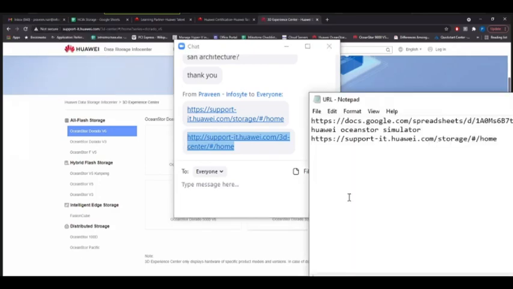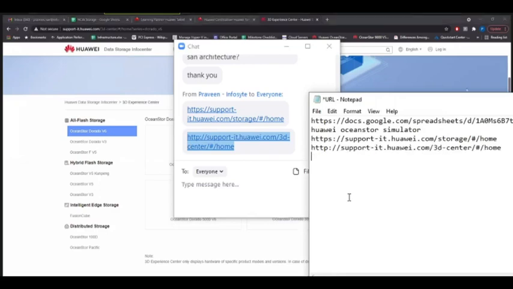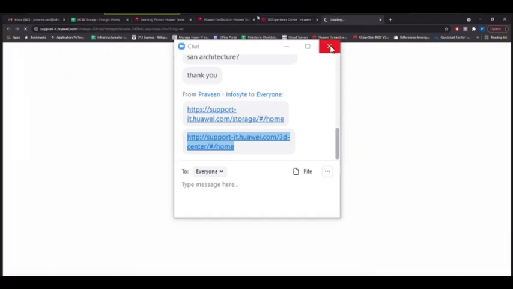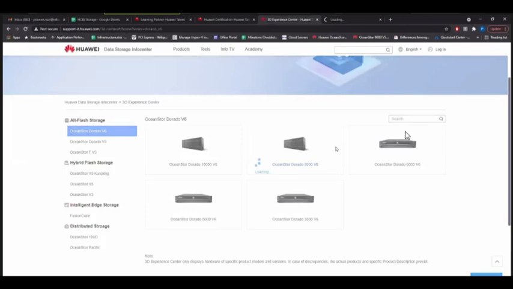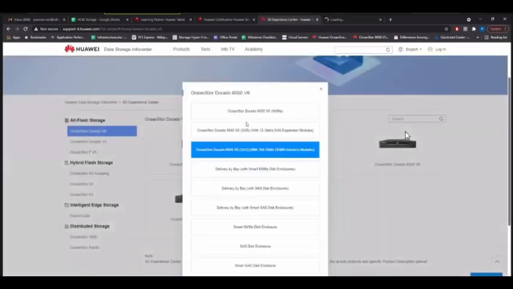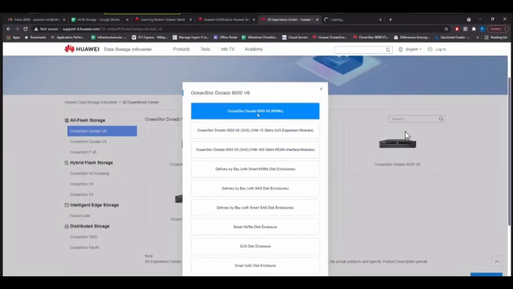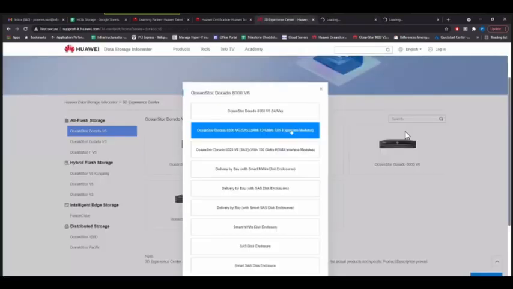Okay, Ocean Store Dorado V6. You'll see the base integrated controller. So let's just take a SAS module. And then I will take Ocean Store Dorado. So hopefully not a lot of people are using it. Yeah, expansion modules. Okay, so let that load.